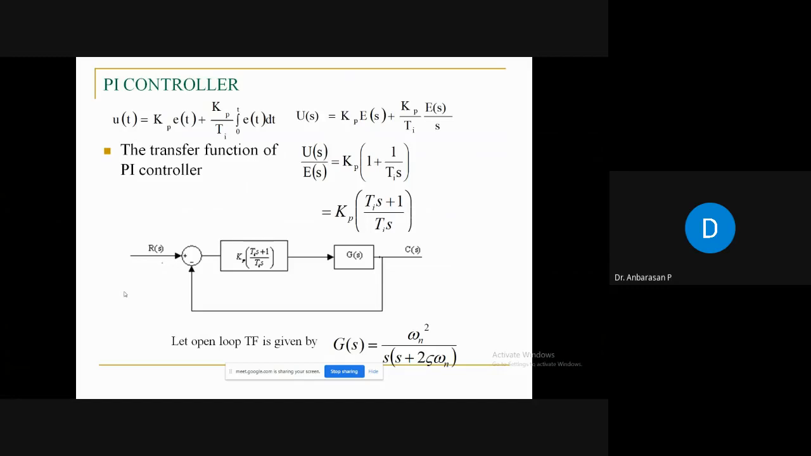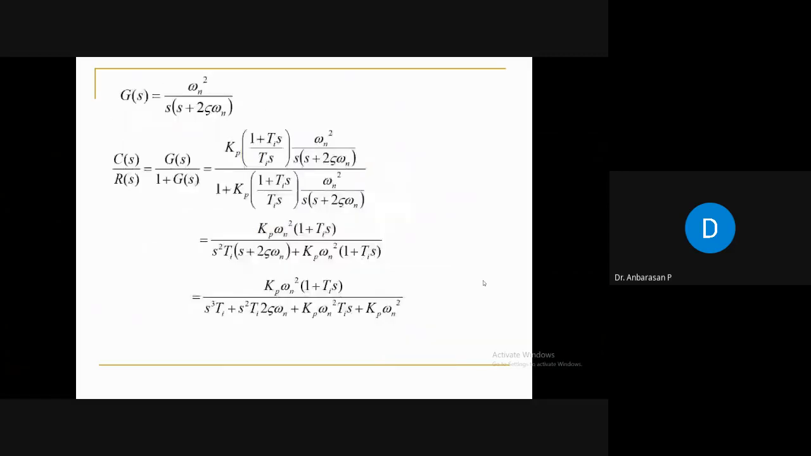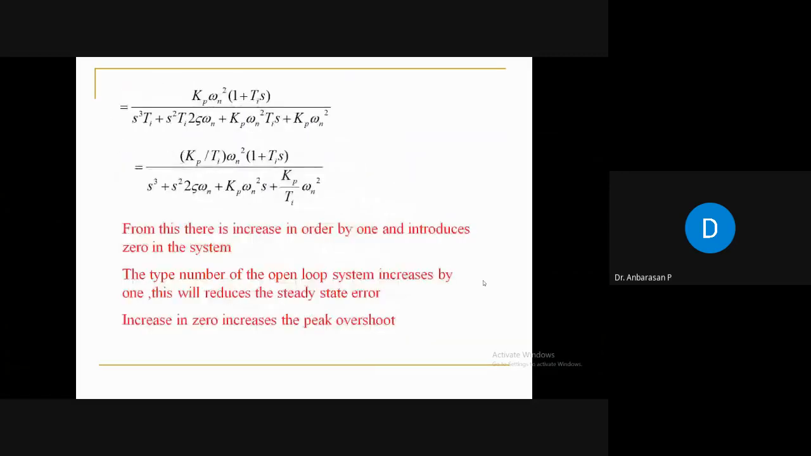If you analyze this proportional integral controller within the closed loop transfer function, and consider the plant as a second order system, ωn² / (s(s + 2ζωn)), and find C(s)/R(s), we finally get this equation.